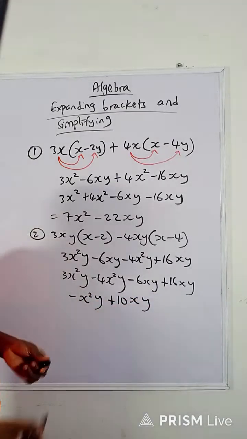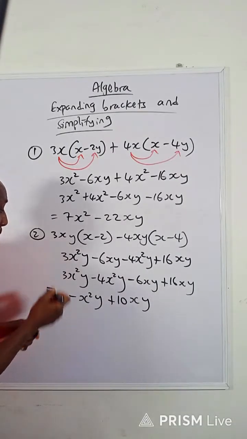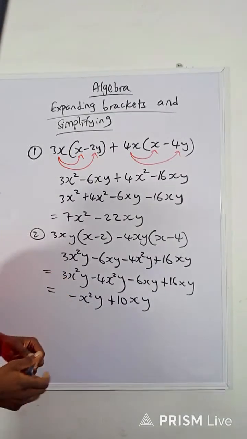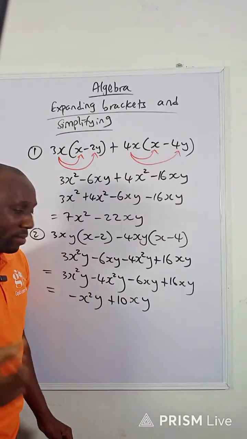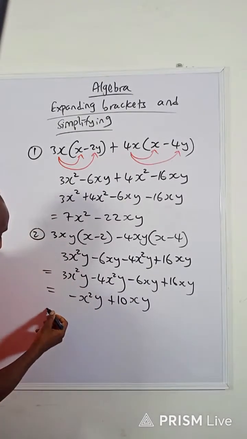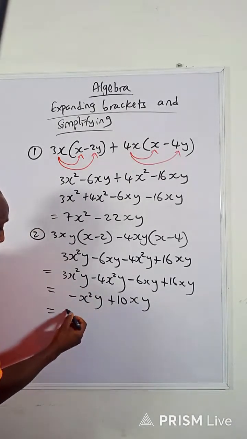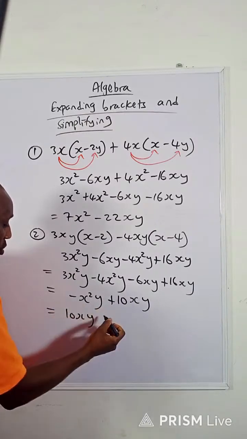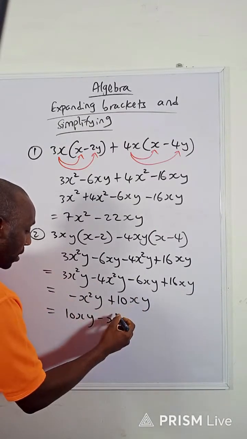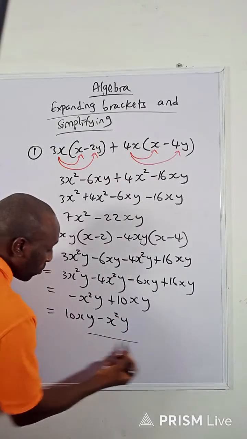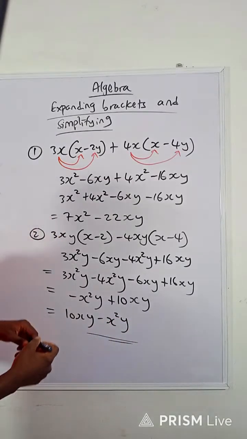Are you seeing that? This is okay to be the answer, but we can also decide to start with the positive term. It's not compulsory, but I think it just makes your work neat. So you start with plus 10xy, and then minus what? X squared. Sorry, minus x squared y. So this is going to be your final answer.